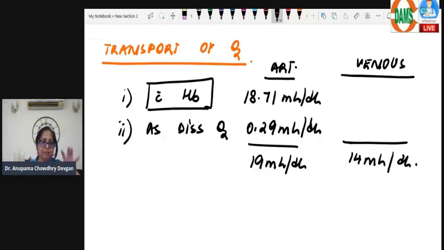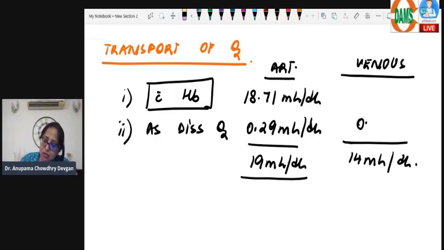99.99% of oxygen is in combination with hemoglobin. Total oxygen in the blood is 19 ml per 100 ml. Majority of the oxygen is in combination with hemoglobin. That is why a patient with anemia, whose hemoglobin decreases by, let's say, 2 grams, becomes symptomatic. Maybe there is fainting, he's not able to exercise, there is breathlessness, because the majority of the oxygen is carried by hemoglobin.